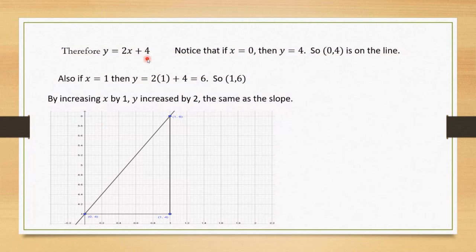Okay, and I'm pointing out some other stuff here that's very useful. Notice that if x happens to be 0, y has to be 4. I mean, you can easily get that from the equation. But that also tells us that the point (0, 4) is on the line. That's down here. What happens if x is 1, though? Well, if x is 1, by direct calculation, we get y has to be 6. So (1, 6) is also on the line.